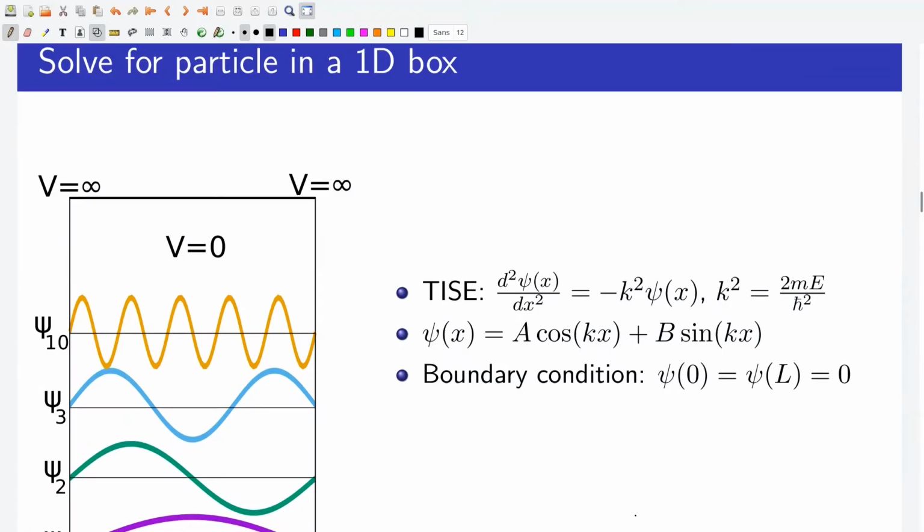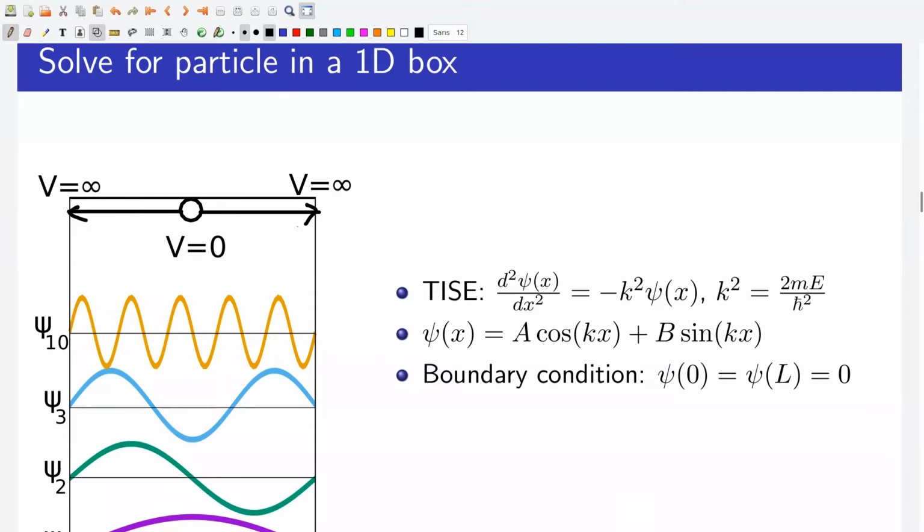Now let us solve the particle in a box problem. You can imagine that this is some one-dimensional box and a particle is confined within the box. It can move along this direction or along this direction, and then it collides with the wall and travels back.